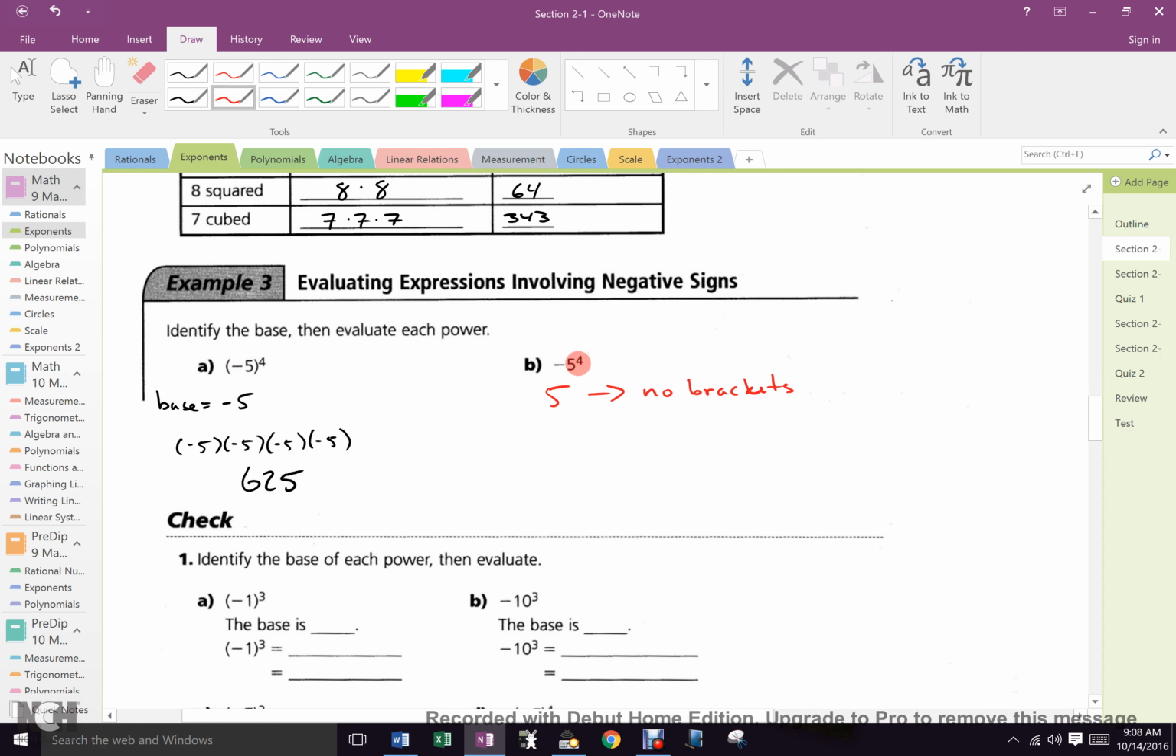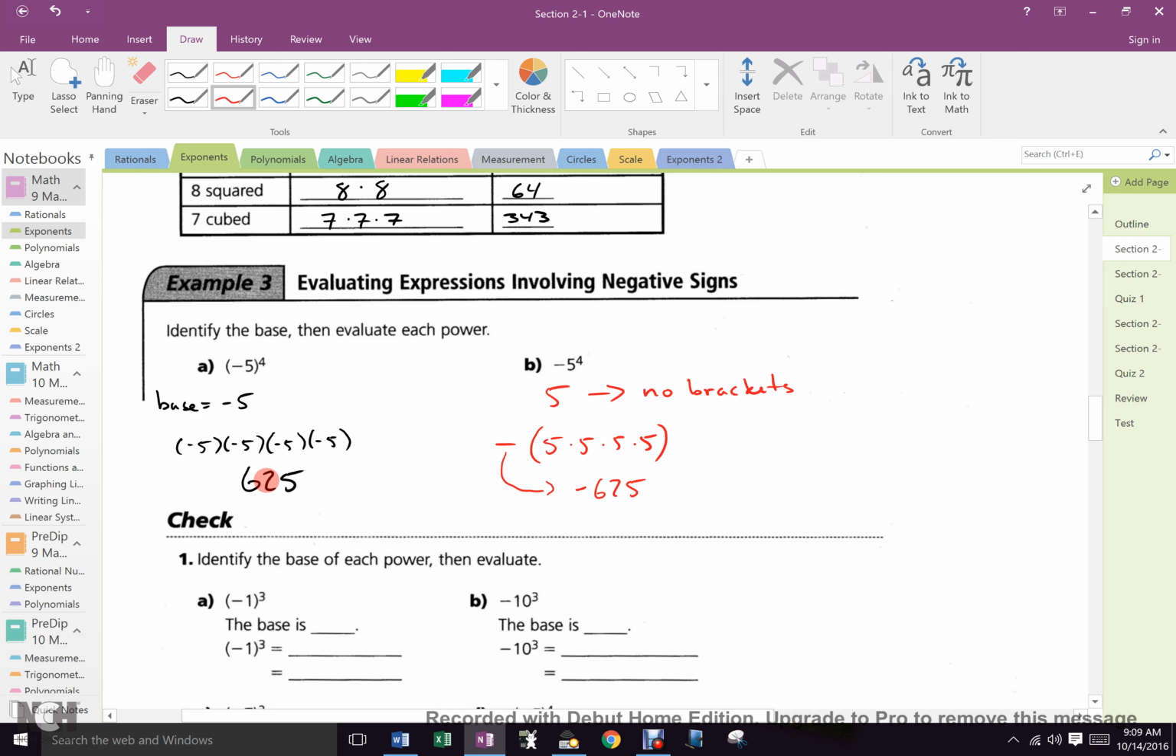So what is this really? If 5 is the base, how would I write it out? Harmeet. I would do 5 times 5 times 5 times 5. But what would have to be out in front of it all? A negative. So if I do 5 times 5 times 5 times 5, the answer is 625. But what has to be out in front? A negative. Because that negative is telling you everything after it is negative. Even though 5, 5, 5, 5 is positive, the answer ends up being negative.